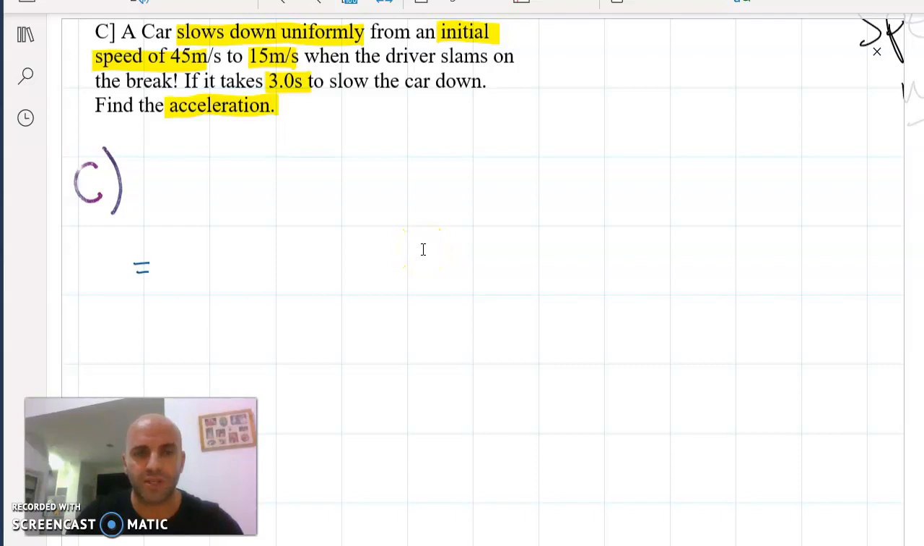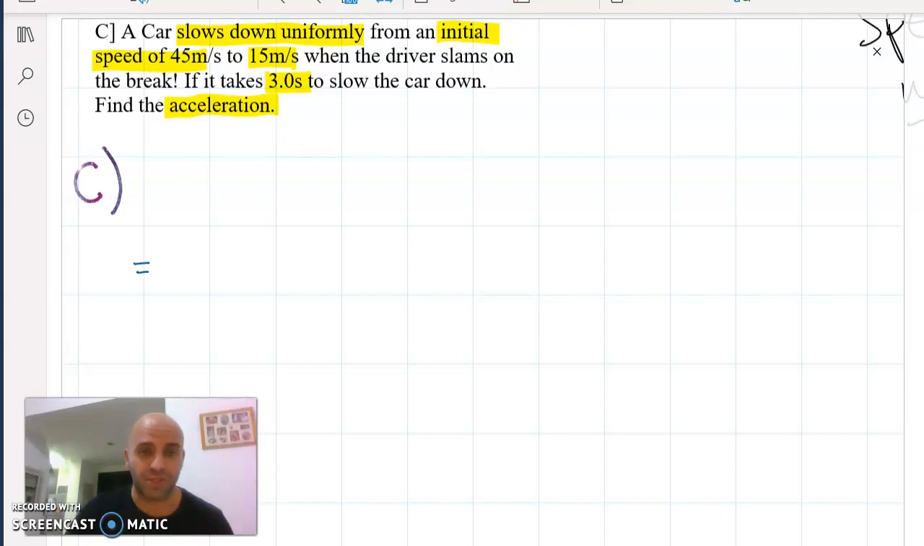Okay, so in this video I said I'd look at example number C. A car slows down uniformly from an initial speed of 45 meters per second to 15 meters per second when the driver slams on the brake. If it takes 3.0 seconds to slow the car down, find the acceleration. Well, if something's slowing down, we'll often call it deceleration. Okay, but let me just run you through this pretty quickly.